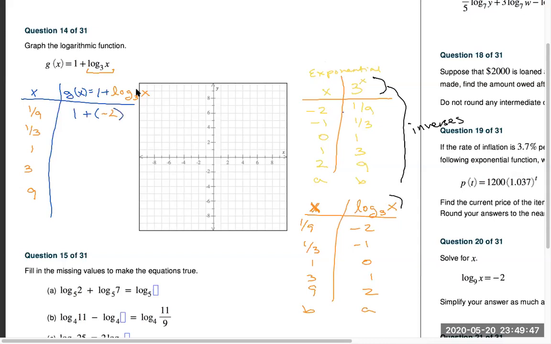Repeat the process for the other ones. So 1 plus, 1 plus, 1 plus, 1 plus. Then we're just filling these guys in based on the table over here. So -1, 0, 1, and 2. And then simplify. So that gives me 3, 2, 1, 0, -1. Okay, save a picture of that, and let me get rid of all this nonsense over here.